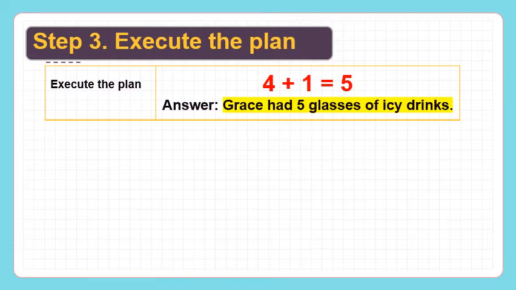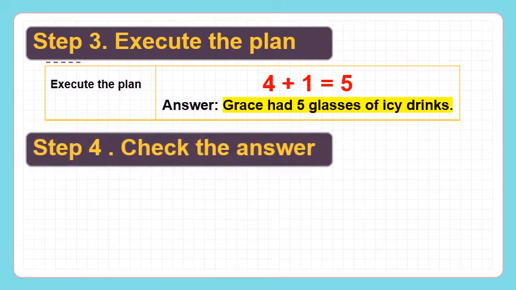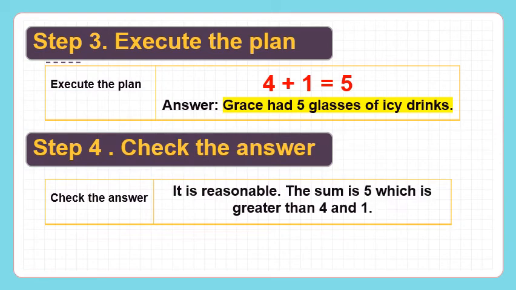Now step number 4, let's check the answer. Check the answer if it is reasonable. Again, don't forget, the answer or the sum will always be bigger than the addend. So here, the sum is 5, which is greater than 4 and 1. It means that your answer is correct.